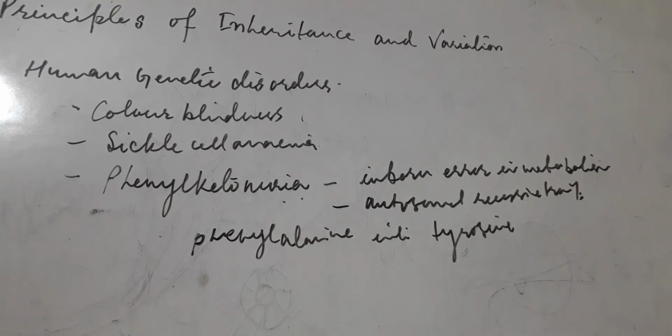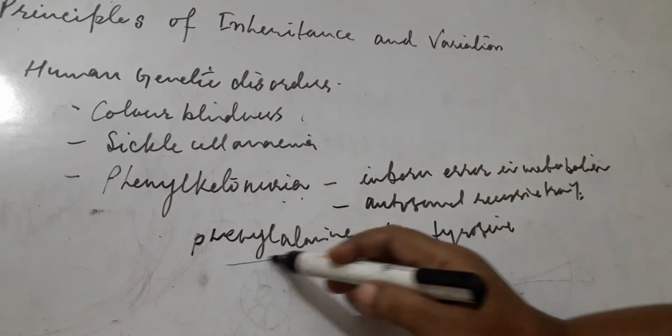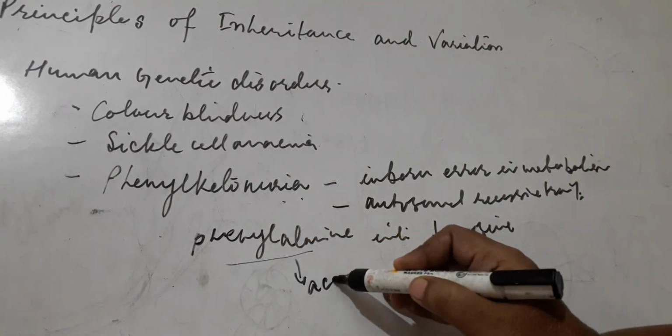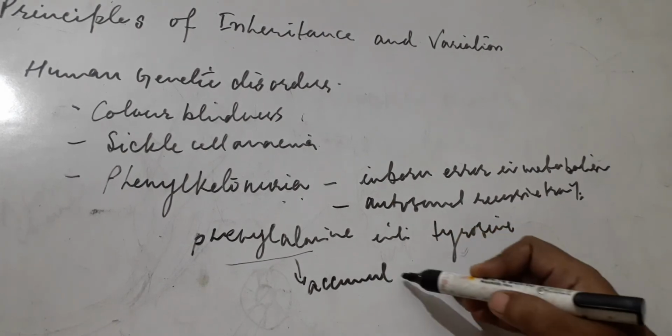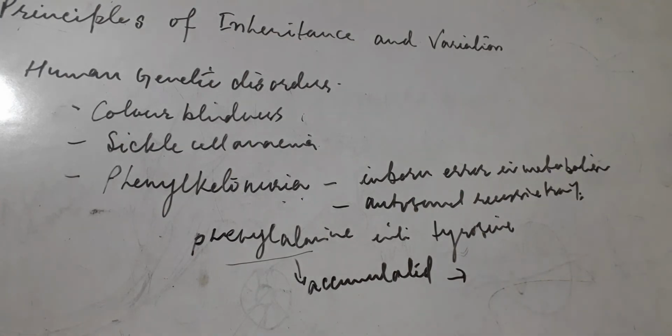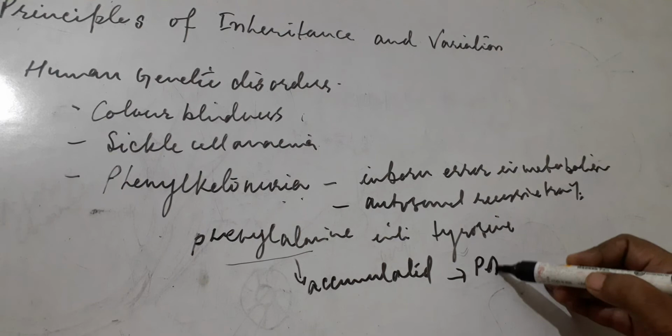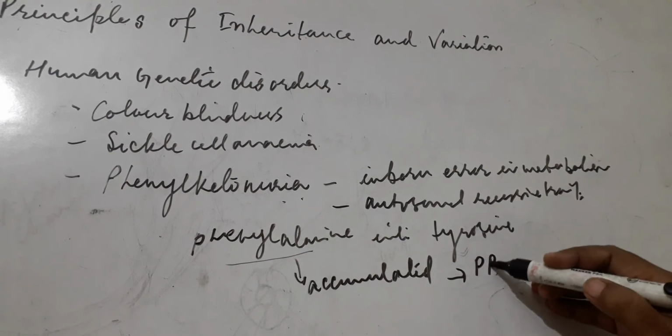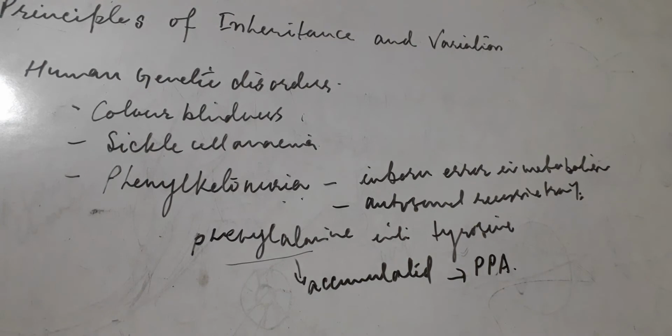So, what happened? This phenylalanine accumulates in the body because it is not converted into tyrosine, and is changed into phenylpyruvic acid. Phenylpyruvic acid is very dangerous. It causes mental retardation. So this is an inborn error in metabolism, but it is related with human genetics, and it is also called a genetic disorder.